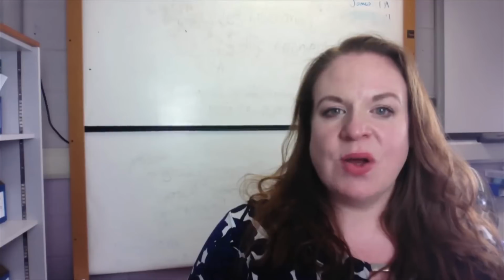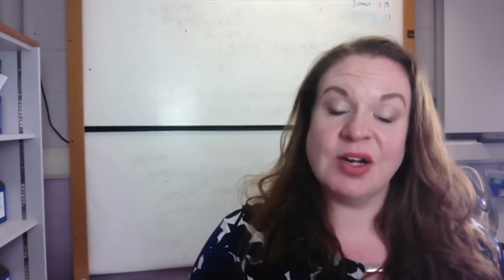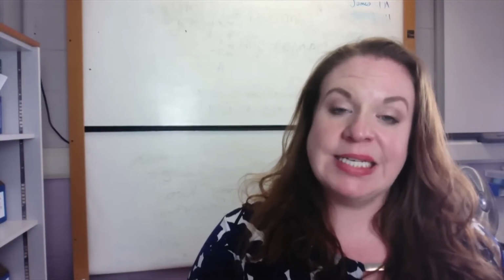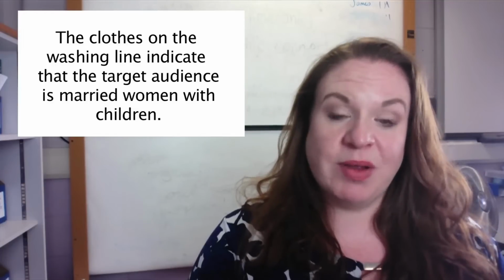The clothes hanging on the washing line in the cartoon strip at the bottom of the advert help us to identify the marital status and family situation of the target audience. There are men's shirts and there are children's clothes on the washing line, which suggests that the target audience are going to be women who are married in heterosexual relationships with children, as was quite common for that age group in the 1950s.